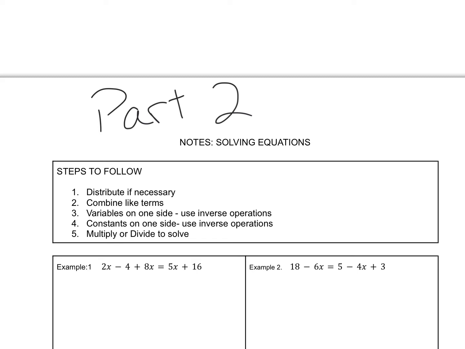So this video lesson is going to be part 2 of solving equations. Remember our steps. We're going to distribute if necessary, we'll combine like terms. Then we'll get the variables on one side, the constants on the other side, and then multiply or divide to solve. Okay. So those are the steps we're going to need to follow. So let's take a look at some examples where we use the distributive property first.